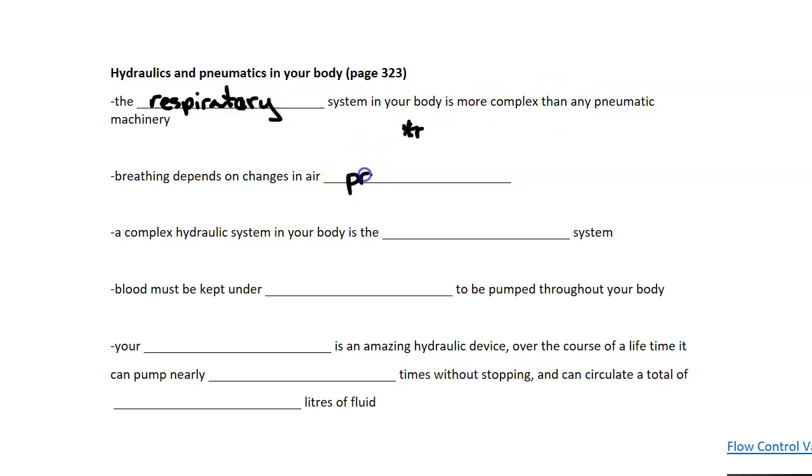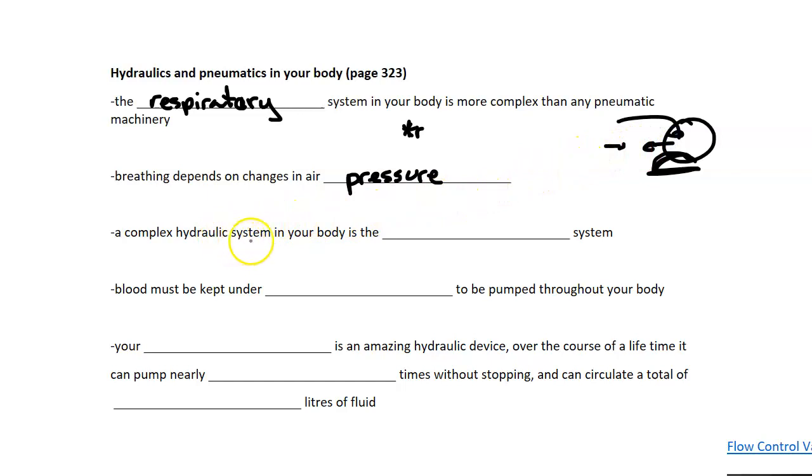Now, breathing depends on changes of pressure of the air. When we've got more pressure inside our body than outside, usually caused by a relaxing of the muscles, decreasing the volume of air in our lungs, air comes out. When we tighten our muscles, our lungs expand, we've got less pressure in there, air flows in.